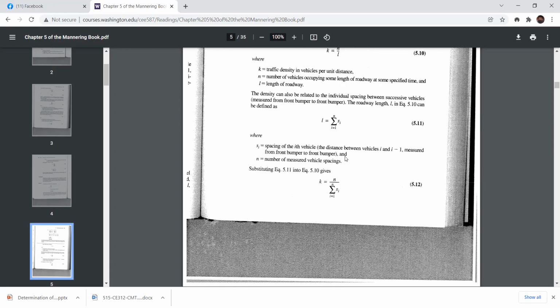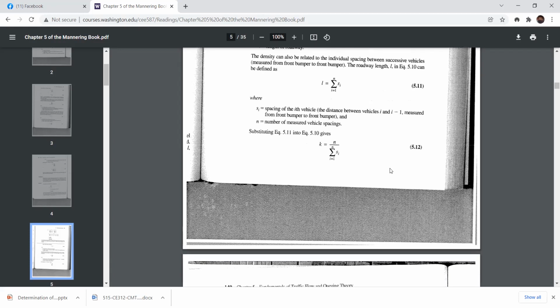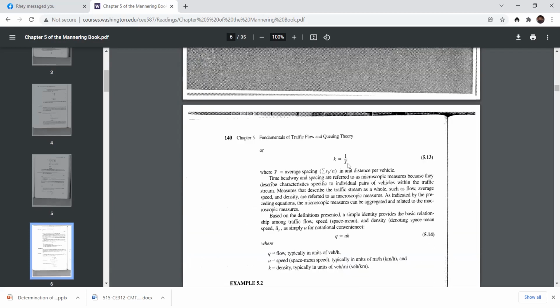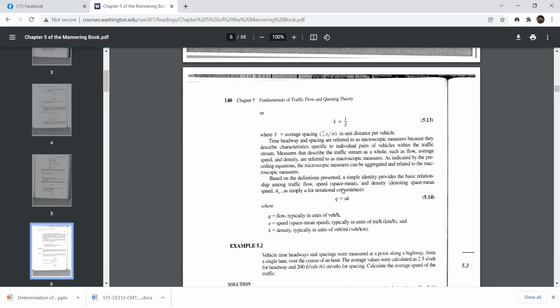Measured from the bumper to front bumper. And when you substitute it, it can relate to average spacing in unit distance per vehicle. Time headway and spacing are referred to as microscopic measures because they describe a characteristic specific to individual pairs of vehicles within the traffic stream. Measures that describe the traffic stream as a whole, such as flow, average speed, and density, are referred to as macroscopic measures.